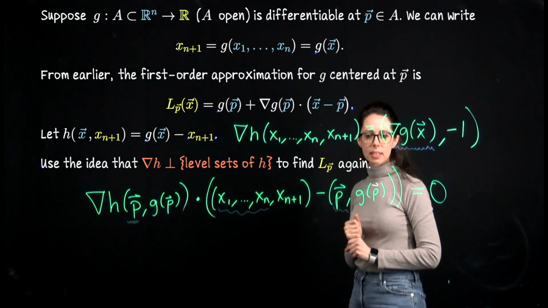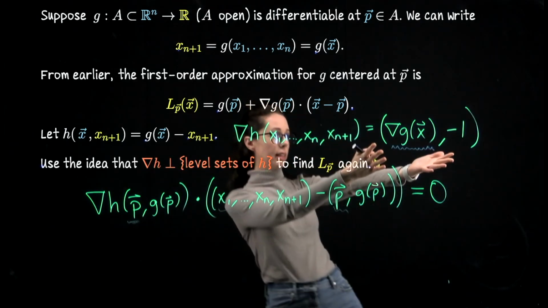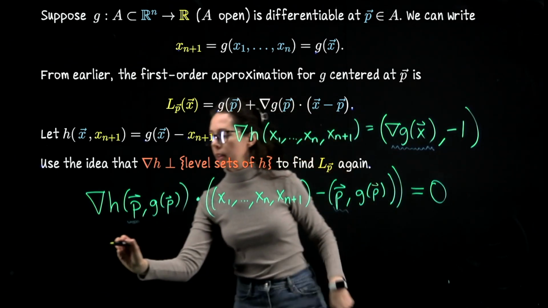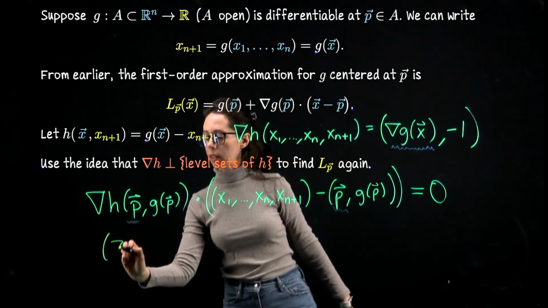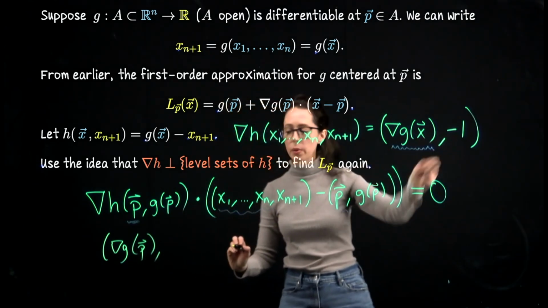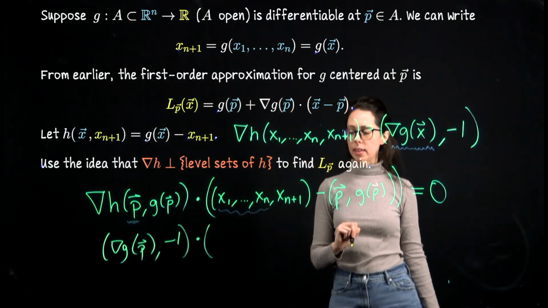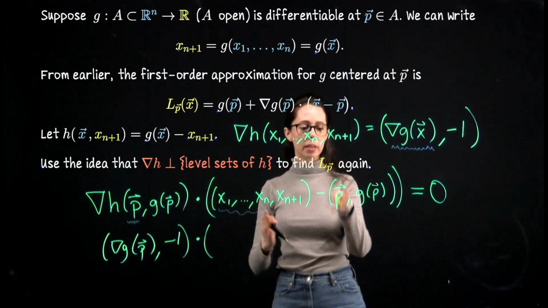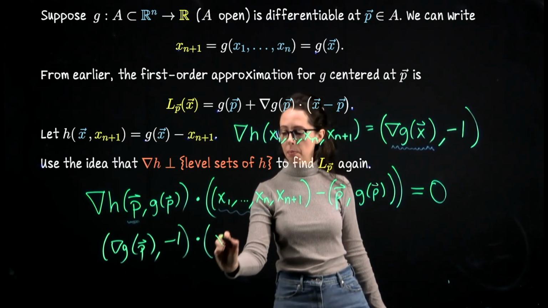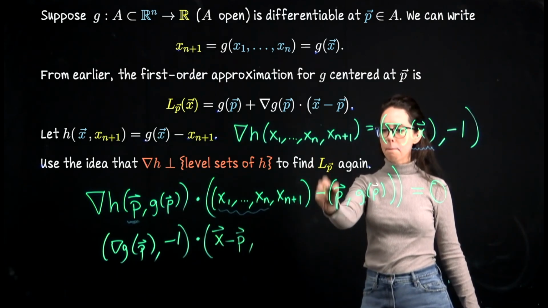Okay, let me take this line now and simplify it. What I'm going to do is use the fact that we know what this gradient looks like. It looks like this. And then I'm going to combine these together. Replacing this first term, this is the gradient of g at p, comma, actually this is always just -1. And then here we would have x1 minus p1, x2 minus p2, xn minus pn. In other words, the first n coordinates of this difference vector is x minus p. And then we would have x_{n+1} minus g(p).